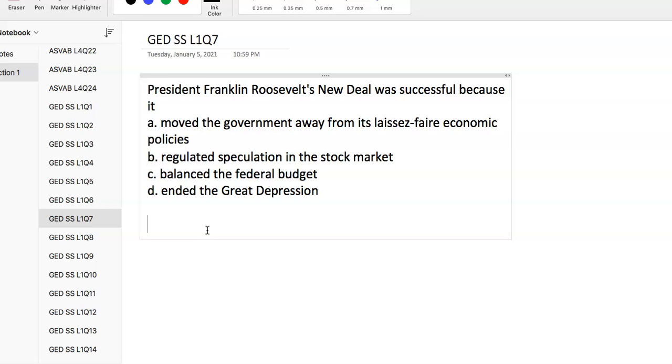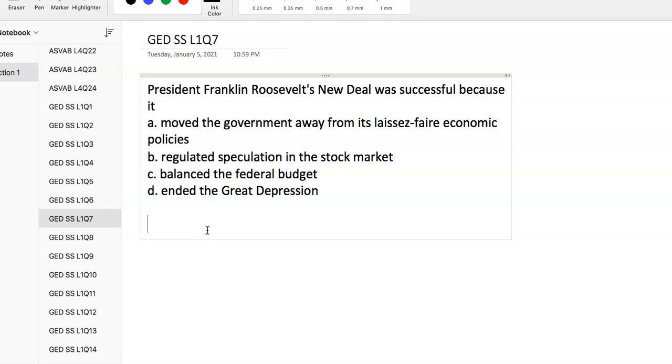President Franklin Roosevelt's New Deal was successful because it moved government away from laissez-faire economic policies. So there we hear that term again. Especially when we start hearing terms over and over again on these practice tests, we should really think, okay, the chance that this shows up is really high. So again, remember laissez-faire economic policies means hands off.